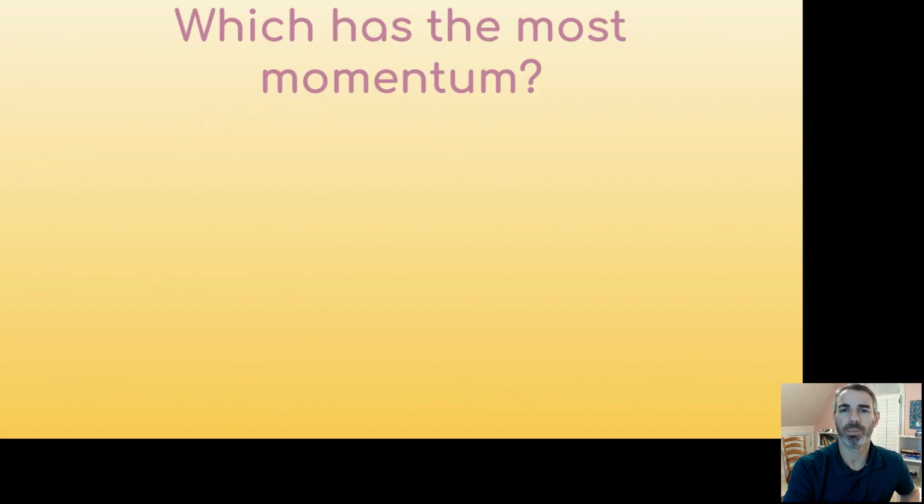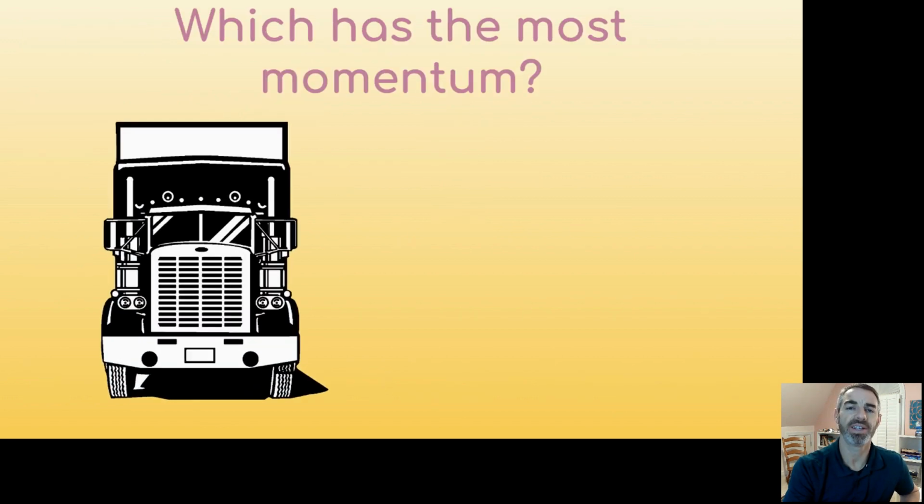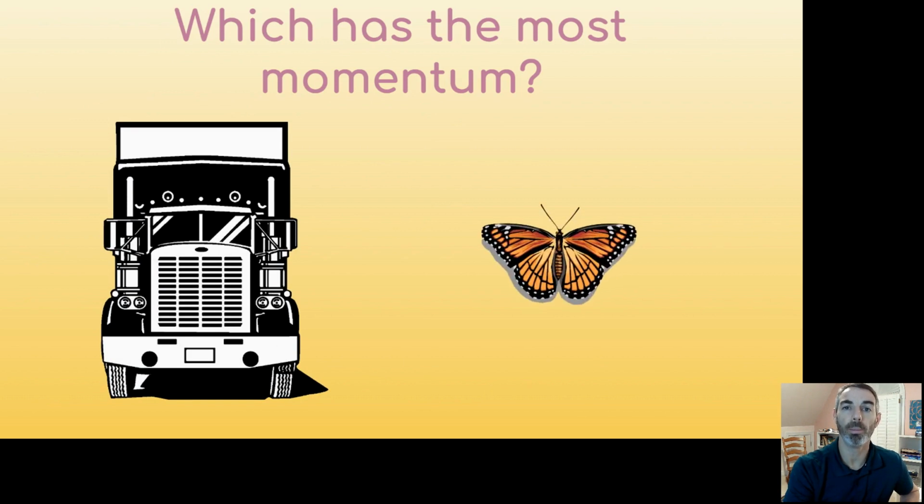So let's look at two objects, a big truck and a tiny little butterfly. Which one has more momentum? Go ahead and pause the video and think about it for a second. Now you probably said the truck has more momentum. Now, what if the truck's not moving but the butterfly is? So that means that we have to know more information. If the truck is moving, by all means, yes, it's going to have more momentum than the butterfly. A butterfly probably cannot fly fast enough to have the same momentum as a moving truck, unless the truck is moving extremely slowly.